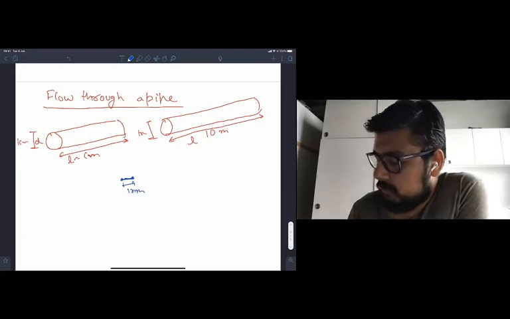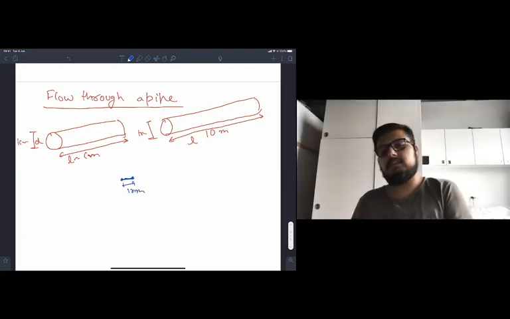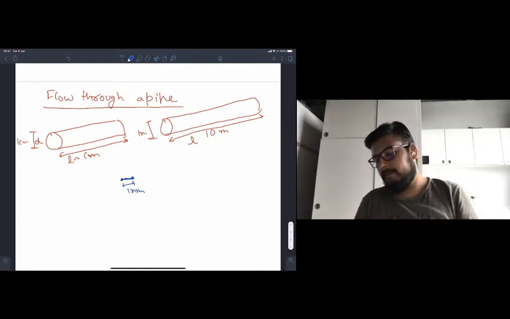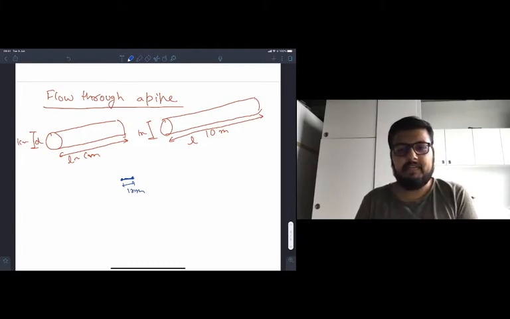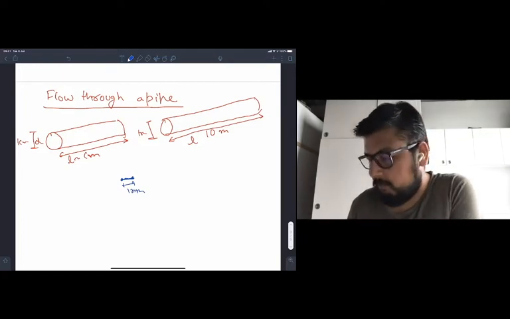So of course we can think of different pipes at different scales, and we can try to figure out a dynamic similarity between them. But we should always keep in mind that this is valid as long as we don't break any underlying fundamental principle.